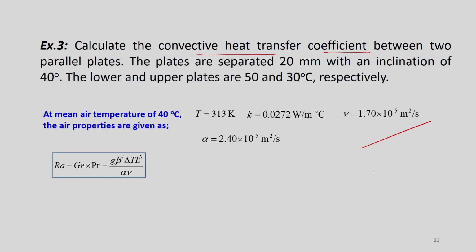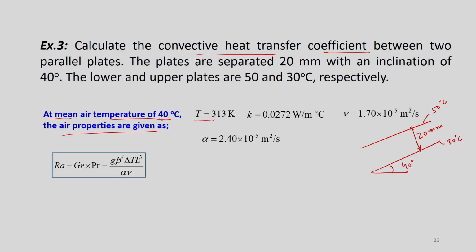So, we have to draw these two parallel plates, separated by a 20 mm gap, and inclined at 40 degrees. The upper plate is at 50 degree C, and the lower plate is at 30 degree C. As we have discussed, at a mean air temperature of 40 degree C, the air properties are given.